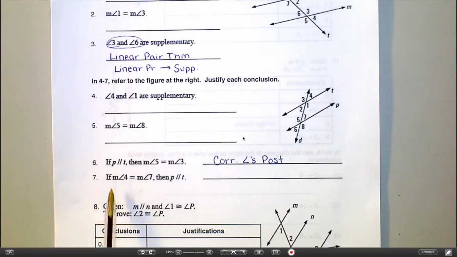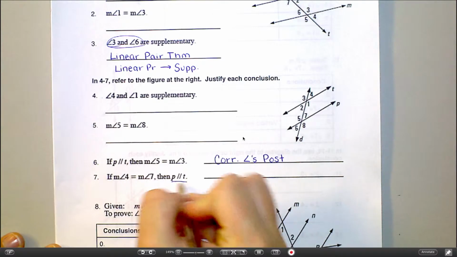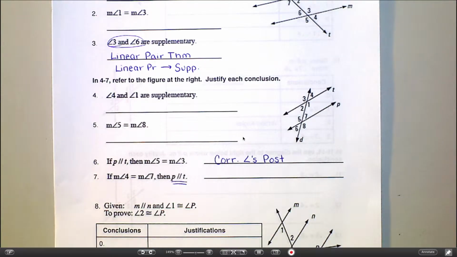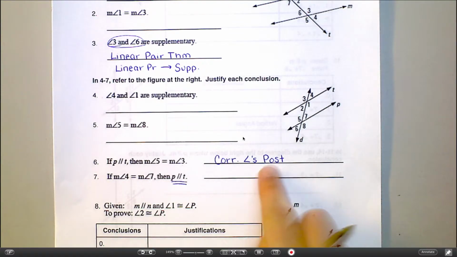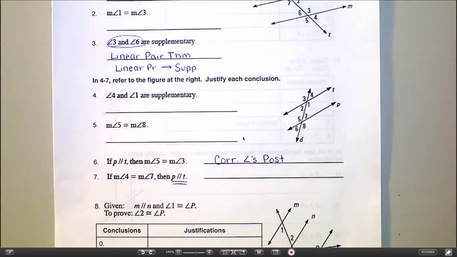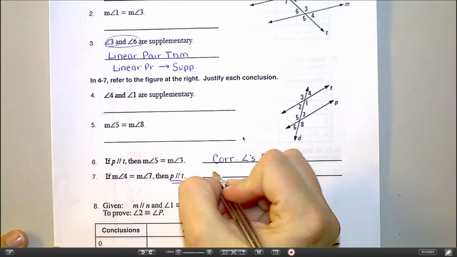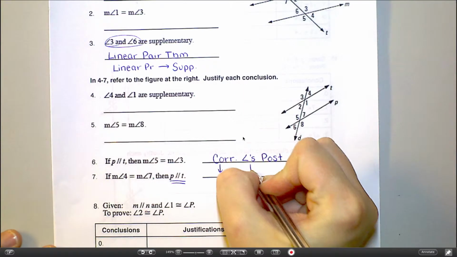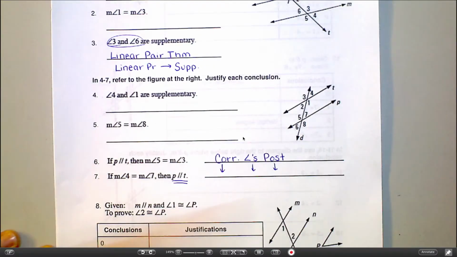So technically this one that's written backwards, see how this is concluding with the lines being parallel? That's technically the converse of the corresponding angles postulate. But we're not going to get too bent out of shape about that. As long as you know that it's the corresponding angles postulate as well, that's fine. Hunter? Is number 2 linear pair theorem?